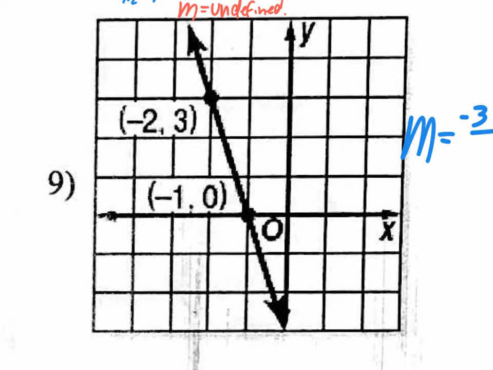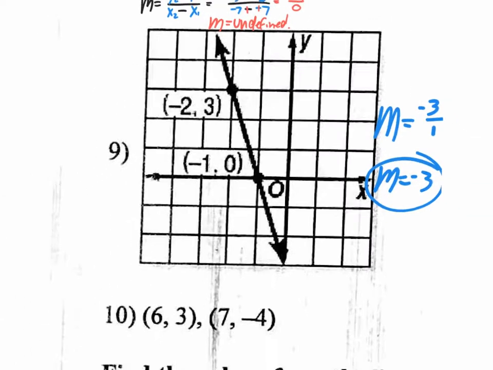And how much is it running? After I go down 1, 2, 3, what do I go to the right how many units? 1. So that means the run is 1. So my slope is negative 3 over 1. Probably on the multiple choice, you're only going to see it as negative 3, even though you know it's negative 3 over 1.